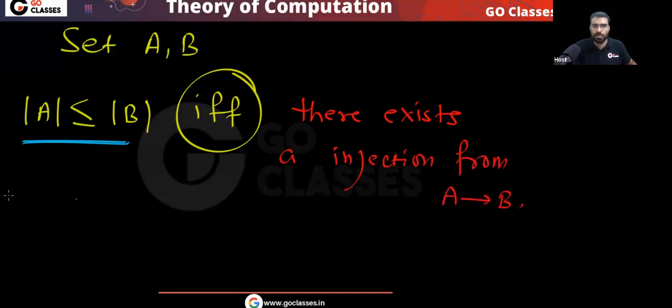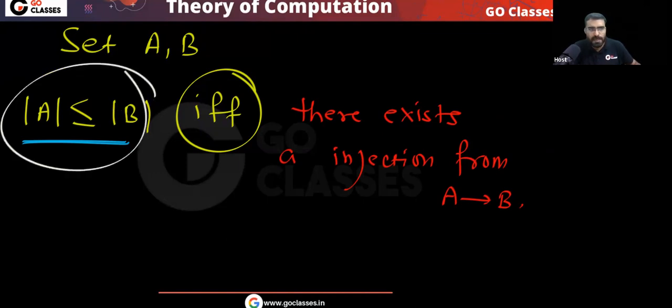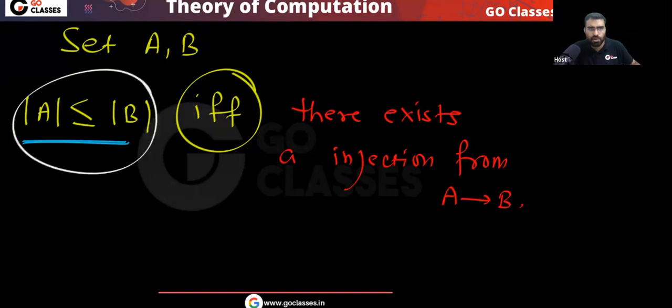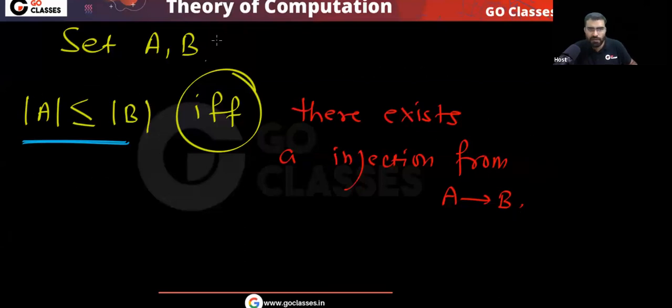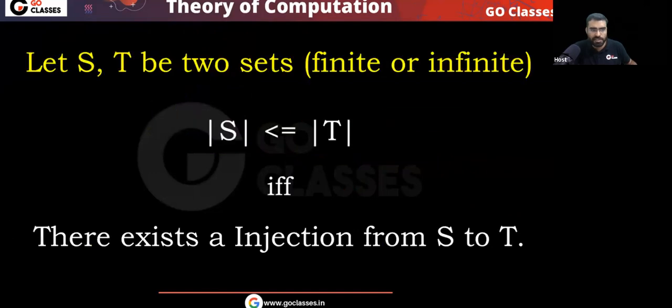All these points, if you remember, we have already seen in discrete mathematics. I am just revising. These are quite intuitive points, yes or no? If the cardinality of A is less than or equal to the cardinality of B, it simply means there exists an injection. And if there exists an injection, then the cardinality of A is less than or equal to the cardinality of B. So, did you understand this point?